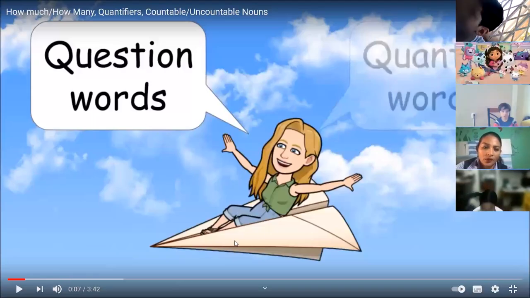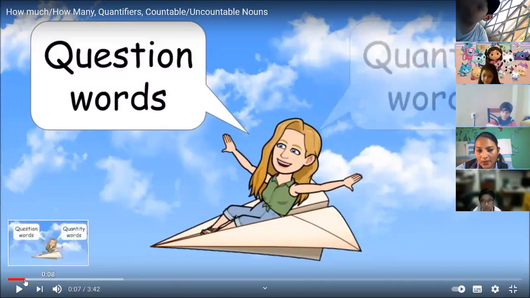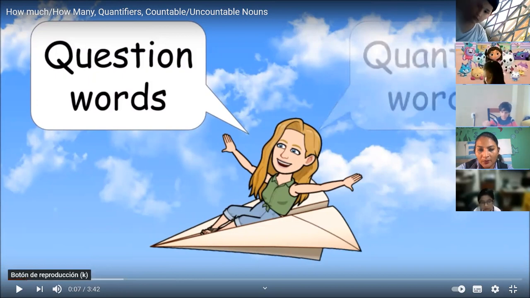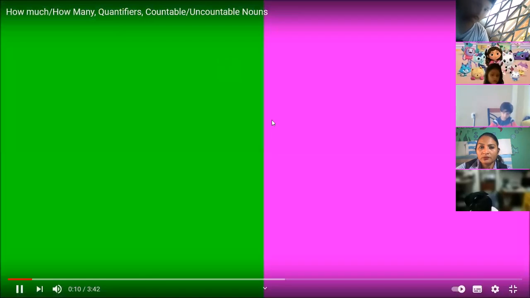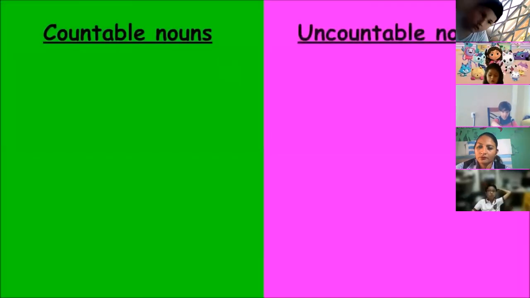Okay, today we have to revise quantity words. There are many quantity words. In this case, we have the question words to ask the same, right? How much and how many. Okay, and quantity words. But to start, we need to review countable and uncountable nouns.